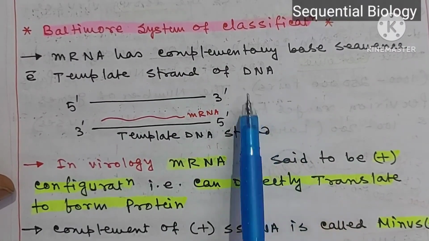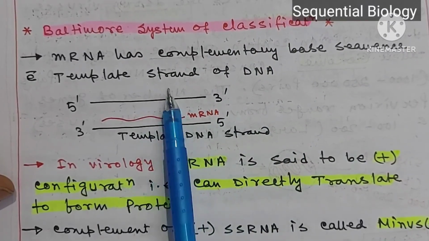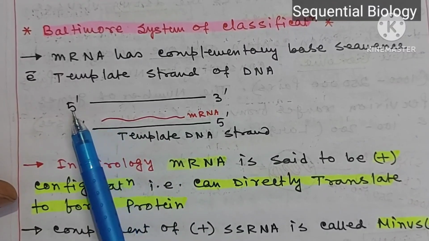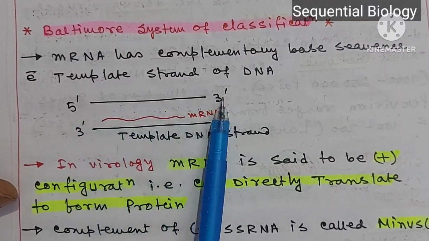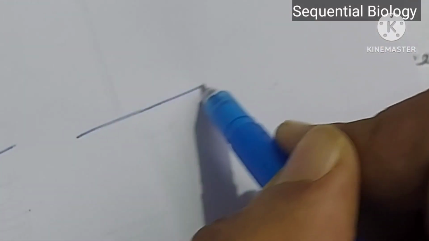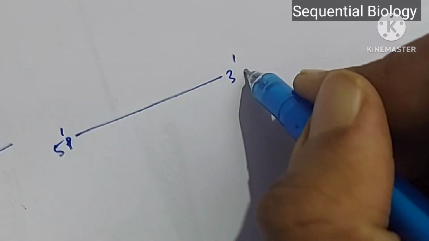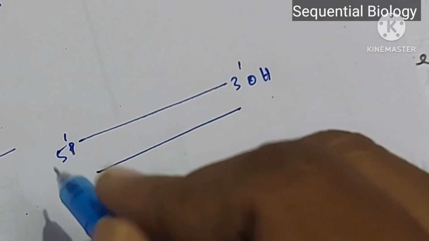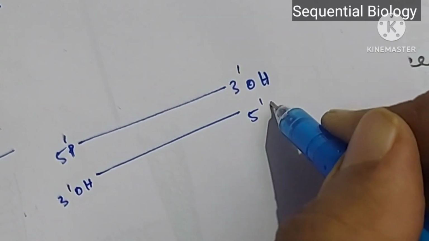Okay, so before going to classification we should know a few important terminologies. Here we can see a DNA, and the DNA has two strands. One strand orientation is 5' to 3' and the other is 3' to 5'. DNA is double stranded, and at the 5' end there is a phosphate group, and at the 3' end there is an OH group on one strand, and the other strand is 3' OH and 5' phosphate. That is, the two strands are anti-parallel.